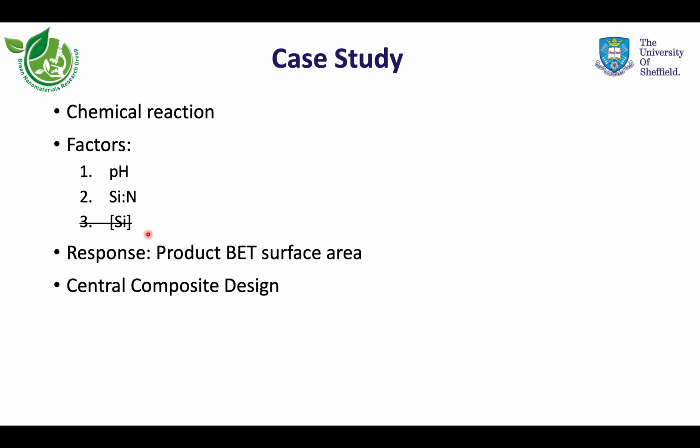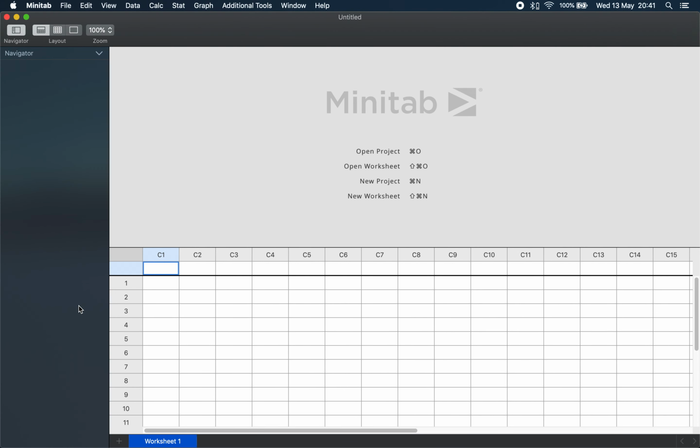This time, we wish to obtain a more precise second order model, instead of just a first order model for our response, the product BET surface area. And we also wish to extend the design space to cover a larger experimental range. And we will try to do this using a central composite design. Now we will turn to Minitab.